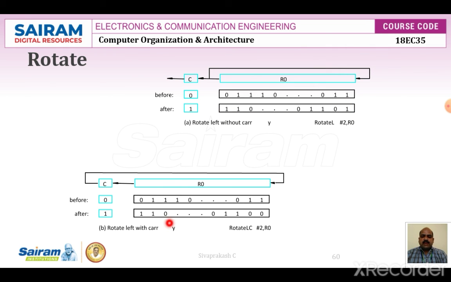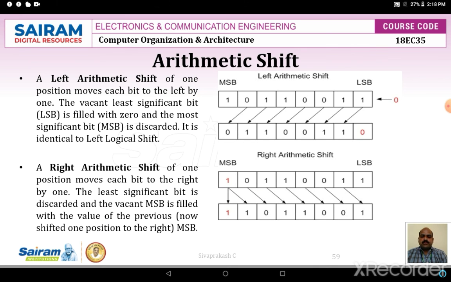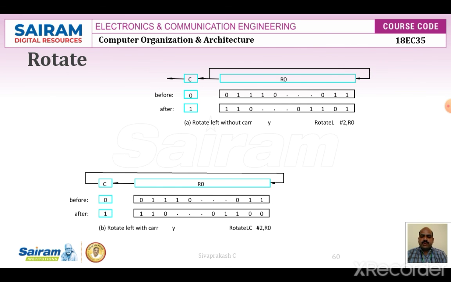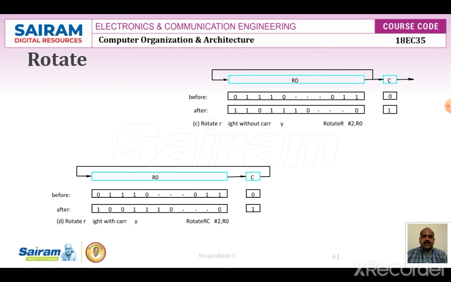Whereas with carry, the bit present in the MSB is going to be moved to the carry, and the bit previously in the carry is going to be discarded, and the next second bit will be coming into that one. Such a way we are going to do this rotate operation. And right rotation is also similar, without carry and with carry.